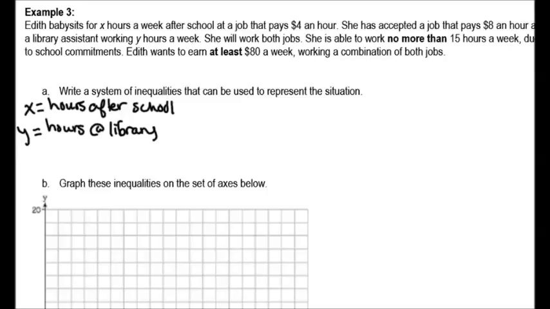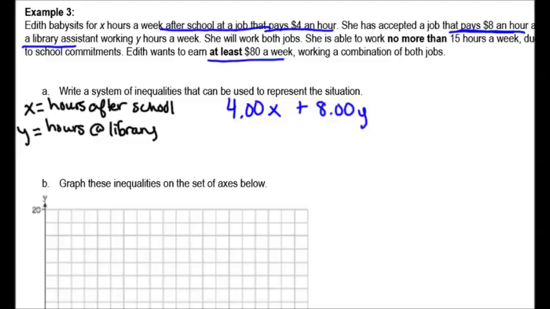Now, if you notice, they're giving us some information about how much money she's making at this job. So I'm going to go through and underline all the information about money. So it says her after-school job pays $4 an hour. So I will have $4 times how many hours she works after school, X, plus her job at the library pays her $8 an hour. So $8 times Y, the library hours. And it tells us she has to earn at least $80.